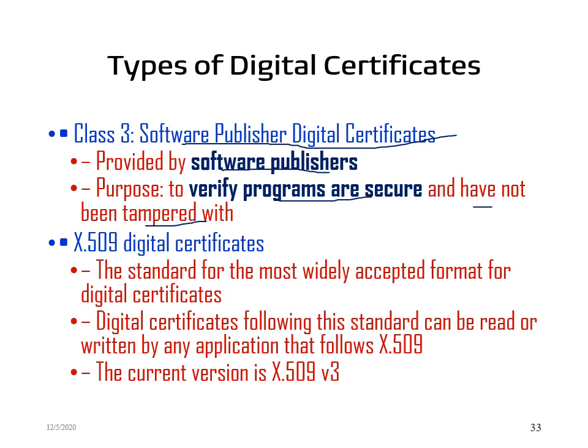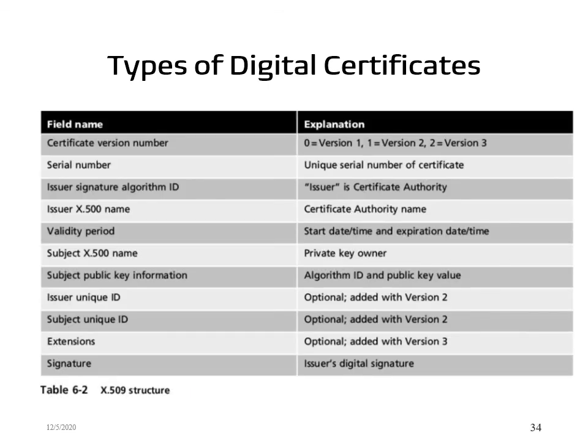So this is the X.509 digital certificate. This is the standard for the most widely accepted format of digital certificate. A digital certificate following this standard can be written by any application that follows the X.509 protocol. The current version we are using is version 3. This is the X.509 structure, which consists of the serial number, issuer signature ID, validity period, and a number of other pieces of information. This is the structure we mostly follow currently.